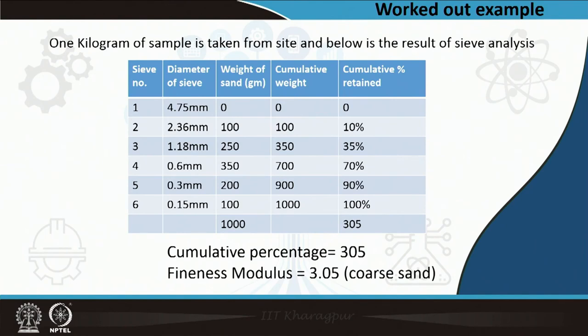What is the percentage weight? 100 grams is 10% of 1 kg or 1000. 350 grams is 35%, 700 is 70%, 900 cumulative weight is 90% and 1000 gives you 100%. So, this is the cumulative percentage retained. If you add up all these values, you get 305. That is the cumulative percentage is 305, hence the fineness modulus is 3.05, which means it is coarse sand.